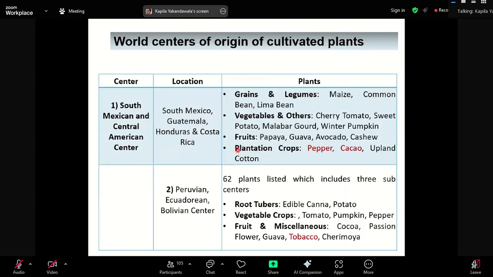And if you look at the table given in the book, in this table there are 3 columns. First one gives the name of the center, next one location, third one examples for the plant originated in that particular center. So I told you have to remember the name of the center, South Mexican and Central American Center. But location, you don't have to remember. This is just for your information. This center is further divided into two locations: South Mexico, Guatemala, Honduras, and Peruvian Ecuadorian region. So both regions were considered under this center.